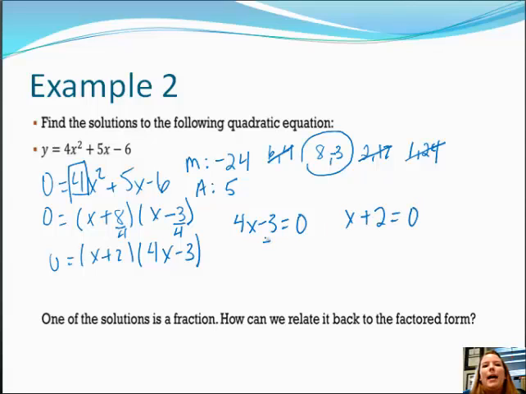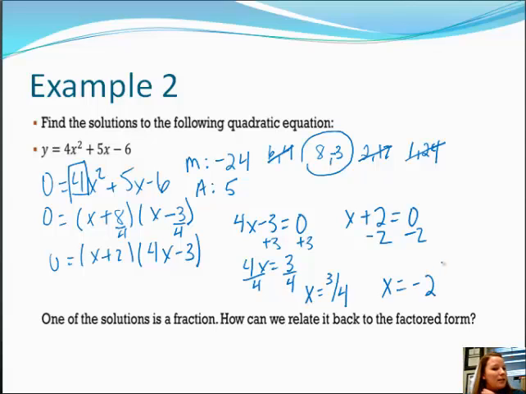Alright, so I'm going to add 3 here first. So I get 4x equals 3. I'm going to divide by 4. So one solution to the quadratic is 3 over 4. Over here I'm going to subtract 2, subtract 2. My second solution is x equals negative 2.